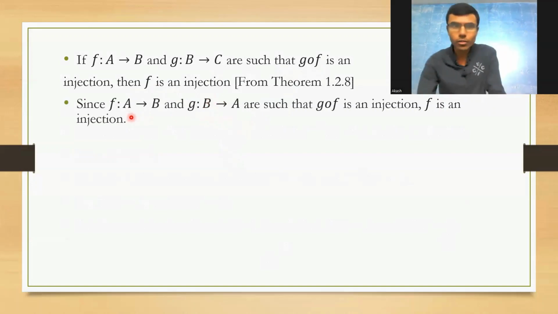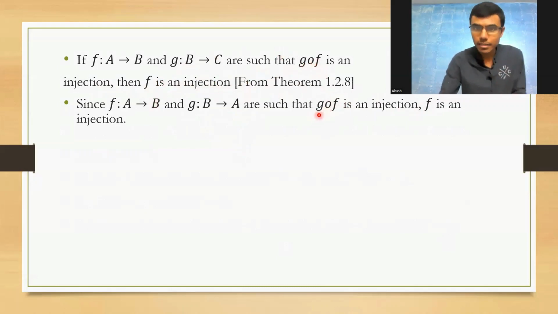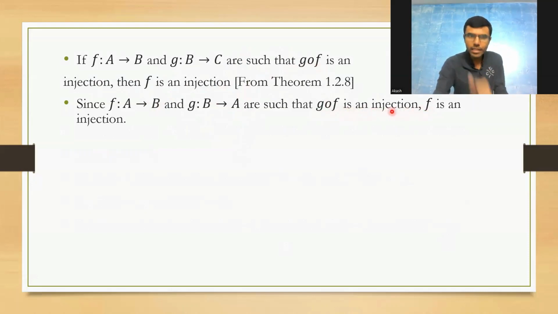Now this is what I wanted to say. This is the theorem and this is our scenario. Since f maps A to B and g maps B to A are such that g circle f is an injection, then f is an injection. The second function is an injection, g circle f, g and f. That's why f is an injection. Fine. Using that theorem, I showed that f is an injection.